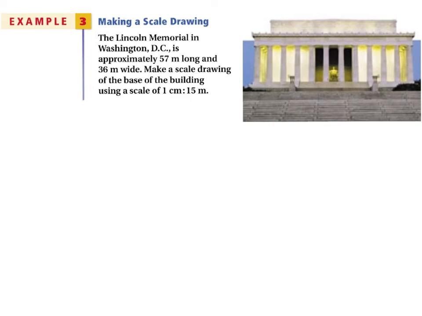Now in example 3, we're going to make a scale drawing. The Lincoln Memorial in Washington, D.C. is approximately 57 meters long and 36 meters wide. Make a scale drawing of the base of the building using a scale of 1 centimeter to 15 meters. So we have to set up a proportion to find the length L and the width W. So let's, for example, set one up for the length. We know that our ratio is 1 centimeter to 15 meters.